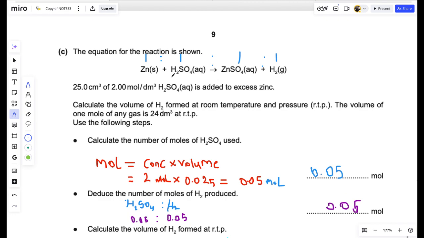Now here we have 25 cm³ of 2 mol/dm³ sulfuric acid added to excess zinc. This is the concentration, mole per dm cube. Now calculate the volume of the hydrogen gas formed at room temperature and pressure, RTP, and the volume of 1 mole of any gas is 24 dm³ at RTP. Now use the following steps.